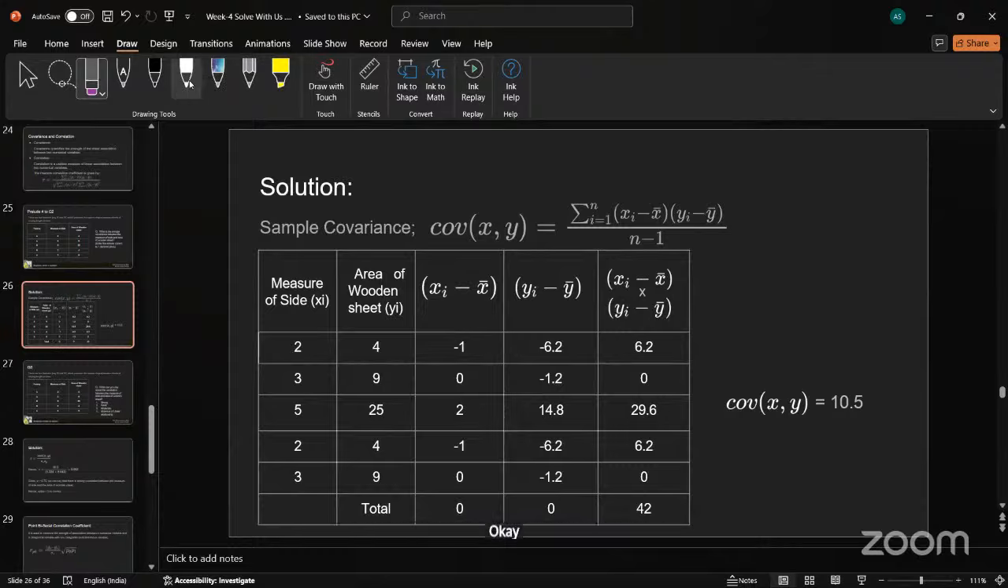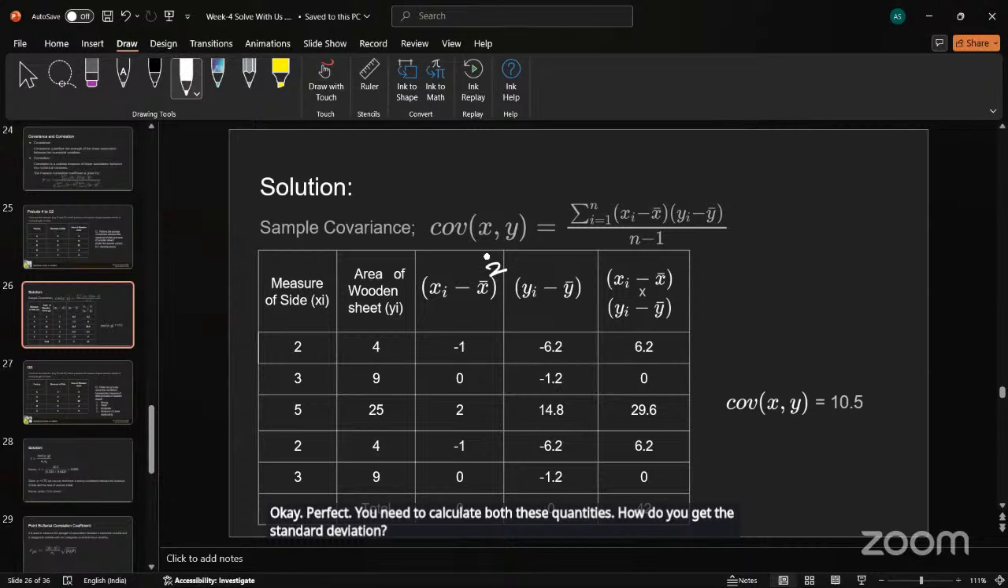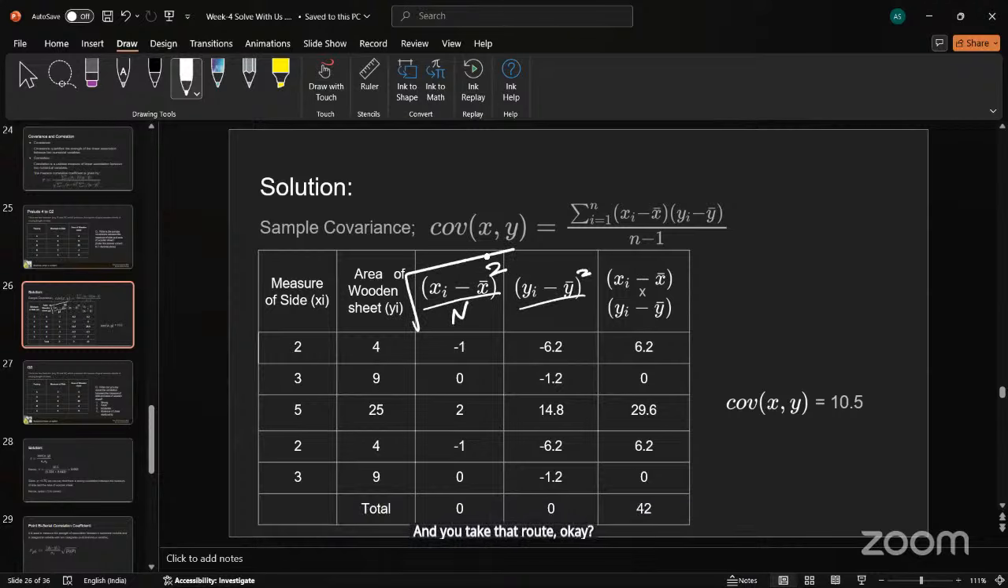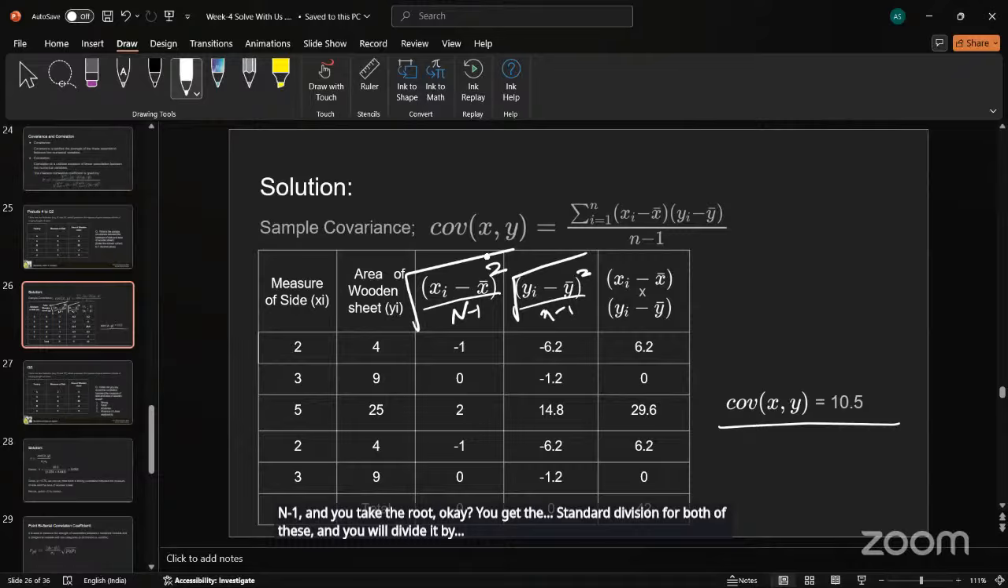Okay. And you need to calculate both these quantities. How do you get the standard deviation? You square them up, you divide by n, and you take the root. Okay, you square these up, you divide by, sorry, n minus 1, and you take the root. You get the standard deviation for both of these, and you will divide the covariance by it, right?